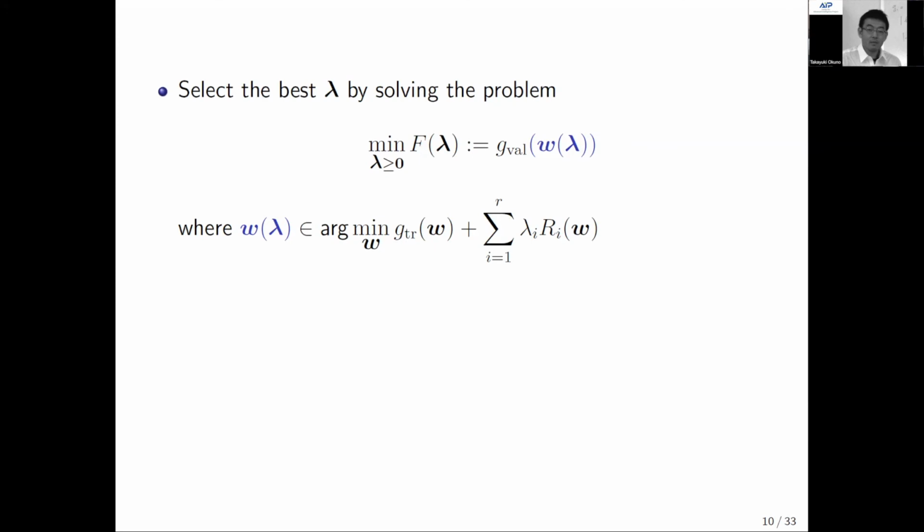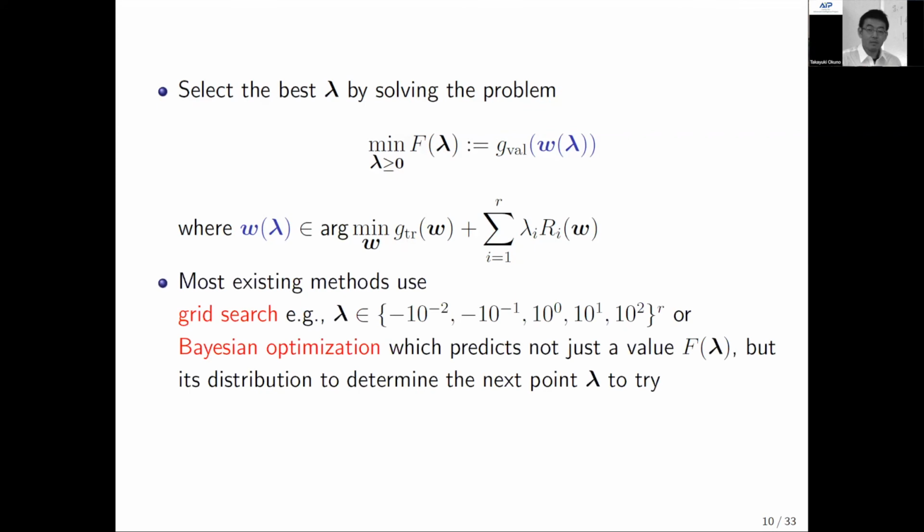Okay. But this problem is still a very difficult problem. Popular methods are grid search and Bayesian optimization. Grid search is finding the best lambda, which attains the optimal F(lambda) among the grid points placed over a prefixed region. And Bayesian optimization is also a very popular optimization methodology, which is based on the Gaussian process. In this research, we don't take these two approaches.